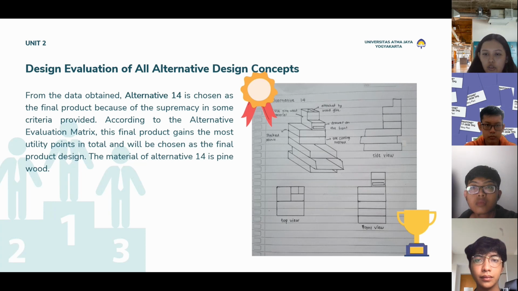And for the design evaluation of alternative design concepts, from all the data obtained and all the calculations, alternative 14 is chosen as the final product because of its supremacy in some criteria provided according to the alternative evaluation matrix.